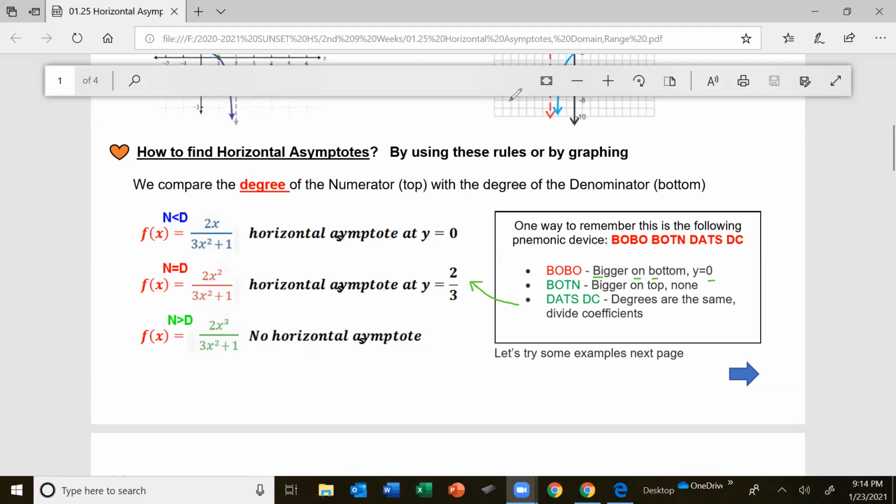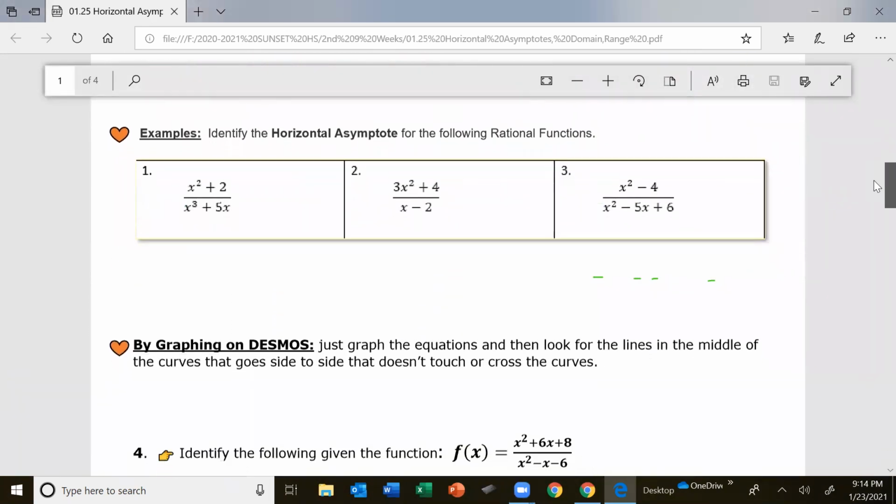So that's it. We are going to go ahead and take a look at the next 3 examples on the next page. So we practice how to find the horizontal asymptote. Here we go. Identify the horizontal asymptote of the following rational function. So remember, we only focus on the degree, the higher degree on the top and the bottom, okay? So the degree on the top is the highest power of x.